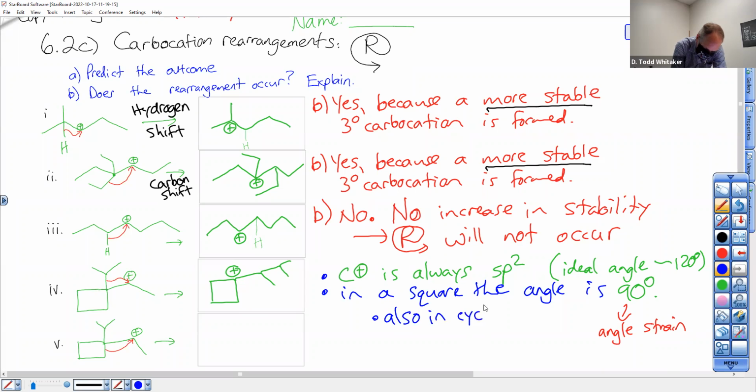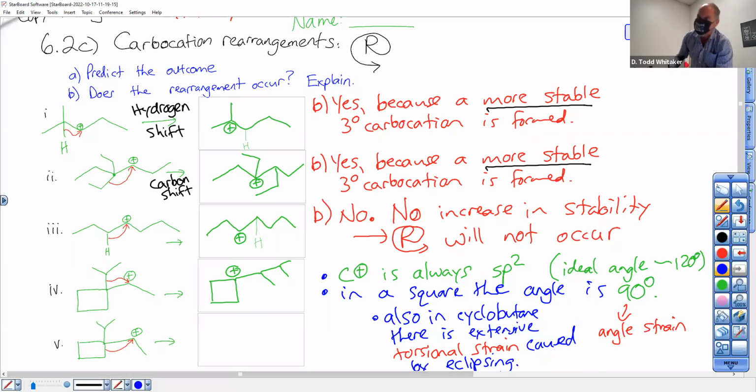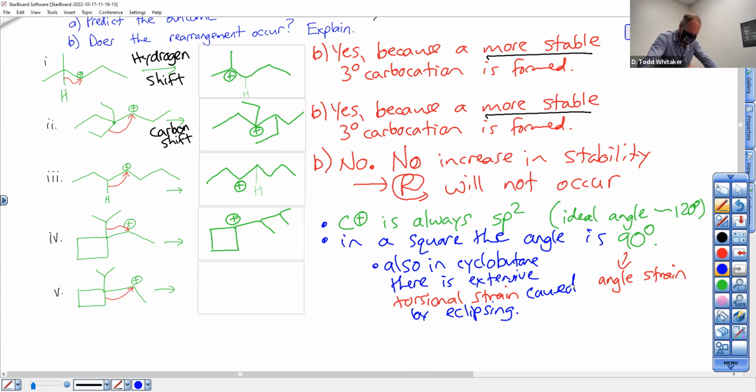And also in cyclobutane, there is extensive torsional strain caused by eclipsing. You remember that? In small rings that are flat, there's eclipsing because the atoms are right behind each other, sticking off the ring. So bad. If you can get rid of the cyclobutane, then your strain is removed. So I'm going to say no for the first one and yes for the second one. And that's all really part of the same explanation.